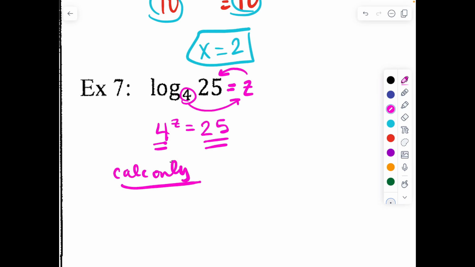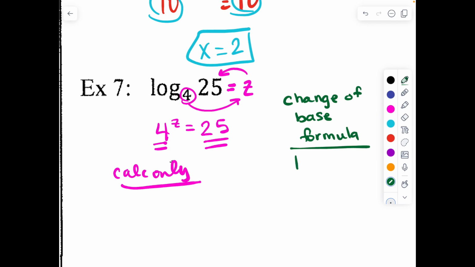So in order to use a calculator for this, I'm going to give you something called the change of base formula. And that's because your calculator can quickly and easily only do a base of 10. So that log button in your calculator is only a base 10. Here we have a base of 4. So we need to get this into a log base 10 somehow.